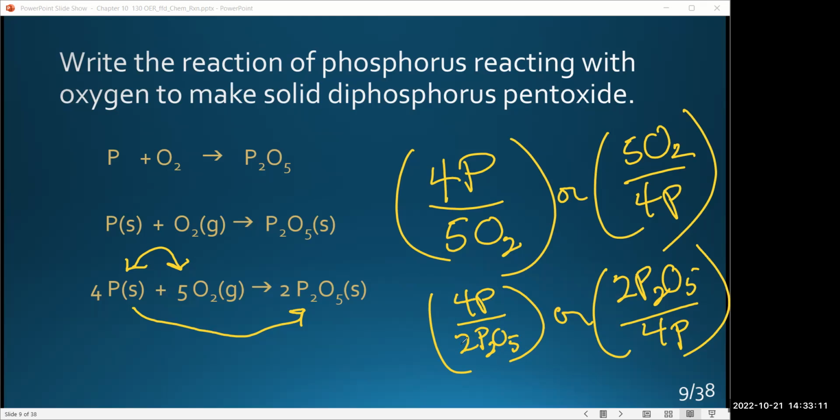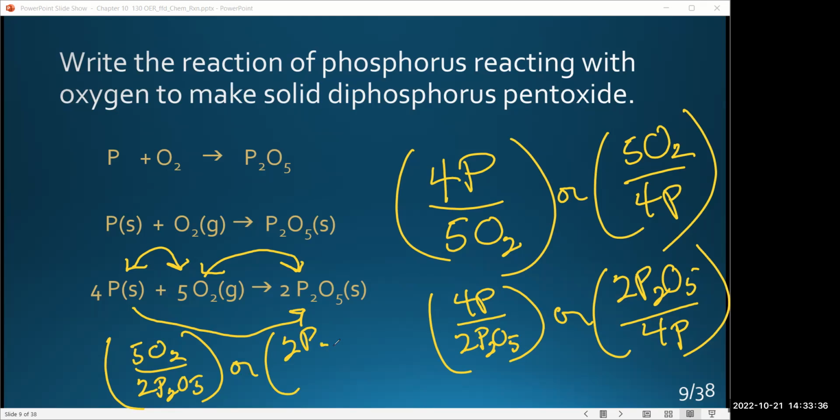Now, obviously, you know that 4 over 2 is the same thing as 2 over 1, but I recommend just leave the coefficients there so nothing gets lost down the road. And then we have the relationship between O2 and the product. So we have 5 O2 over 2 P2O5s. Okay, or inverted, so 2 P2O5s over 5 O2s. Okay, so we got a total of 6 ratios that we can utilize for this simple reaction. And fortunately, it's balanced correctly.